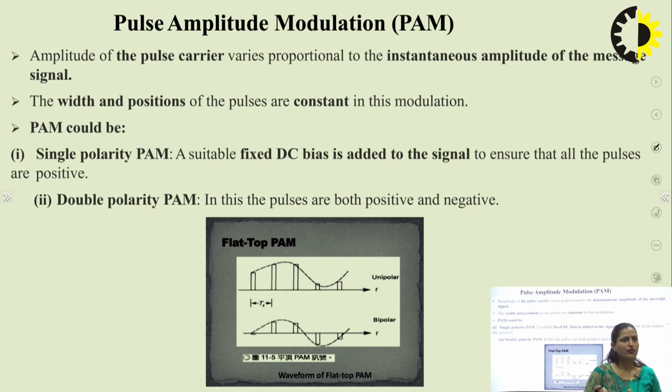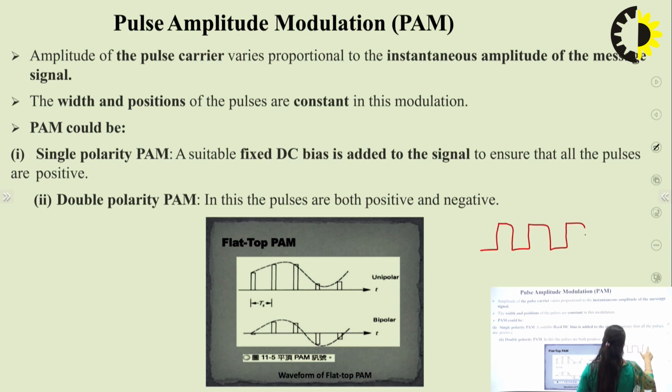As per our amplitude modulation, in the amplitude modulation, the amplitude of the carrier is going to change. Here the amplitude of the pulses changes. What is pulse here? Pulse is the carrier here. It means here we are using the carrier as a pulse train. Now, the amplitude of this pulse train is going to change as per your baseband signal. So, the amplitude of the pulse carrier varies proportional to the instantaneous amplitude of the message signal. So, here we are dealing with the pulse, right. So, this is the pulse train.